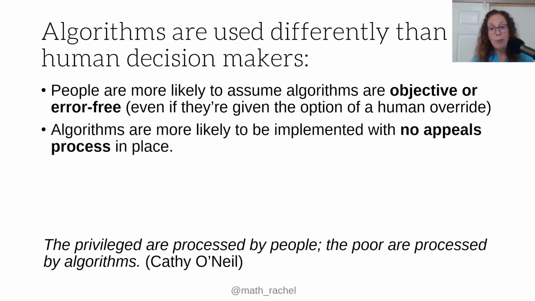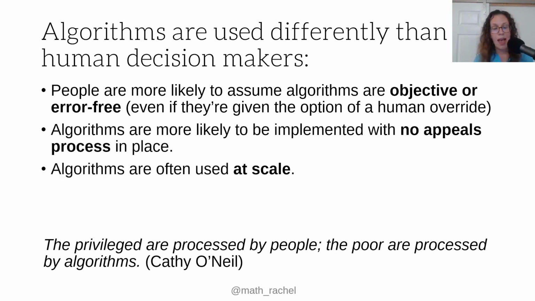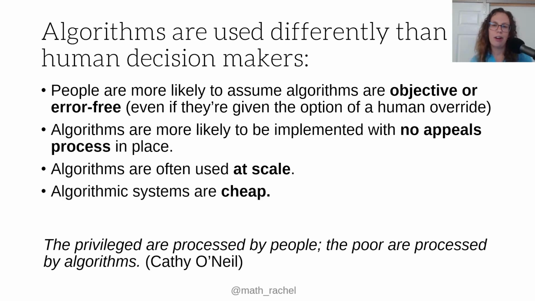Algorithms are more likely to be implemented with no appeals process in place. And so we saw that earlier when we were talking about recourse. Algorithms are often used at scale. They can be replicating an identical bias at scale. And algorithmic systems are cheap. And all of these, I think, are interconnected.